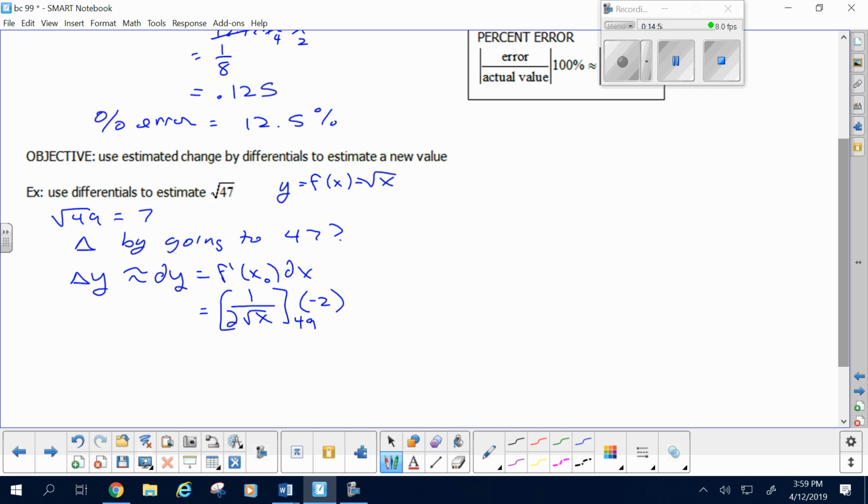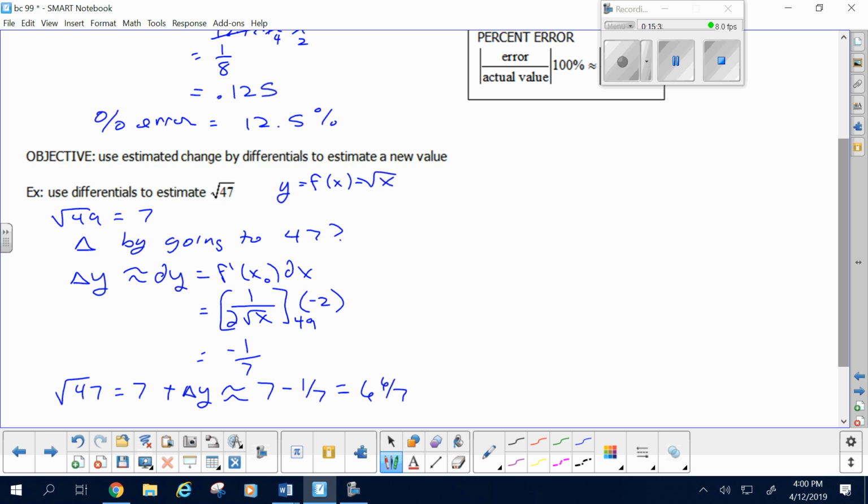Now that's going to mean a negative delta, which is logical because we're going to get a smaller square root by going from 49 down to 47. So when I do this, I get 1/14 times -2 or -1/7. That would mean then that my estimate of the square root of 47 is something like 7 plus some change, which I am estimating as 7 and lose a seventh by going down to 47. So my estimate would be something like 6 6/7 for the square root of 47.